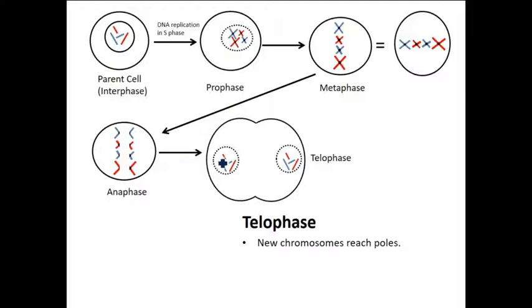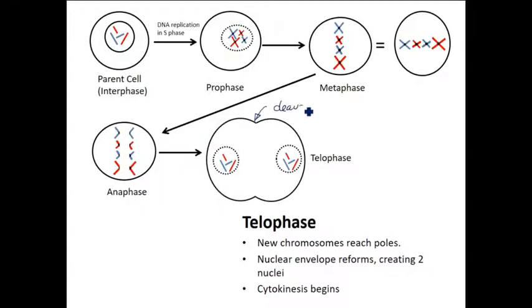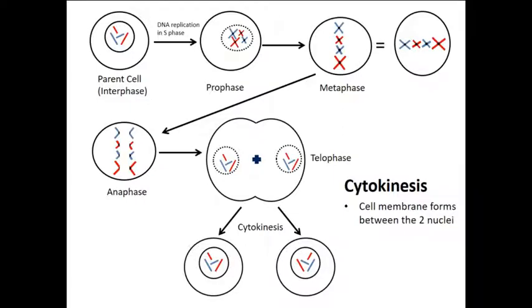Okay. In telophase, the new chromosomes have reached their poles and the nuclear envelope forms, just like it's doing the opposite of what it did in prophase, creating 2 nuclei, and cytokinesis is going to begin. This right here is called a cleavage furrow. That's how animal cells do it. It sort of pinches it off into 2. Plant cells do it a little differently. They have to build a cell wall, and they start building the cell wall on the inside. And then cytokinesis is going to divide that in half and divide the membrane and the cytoplasm into 2 cells.